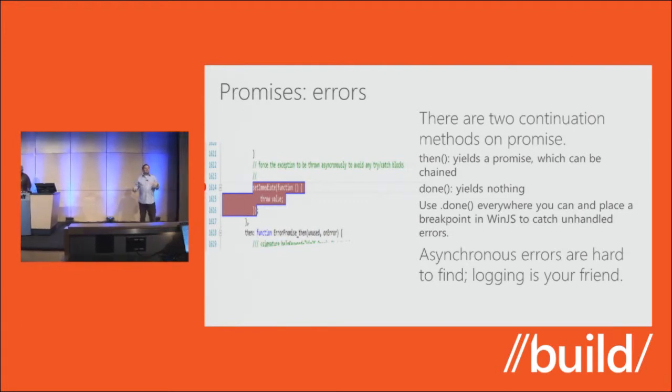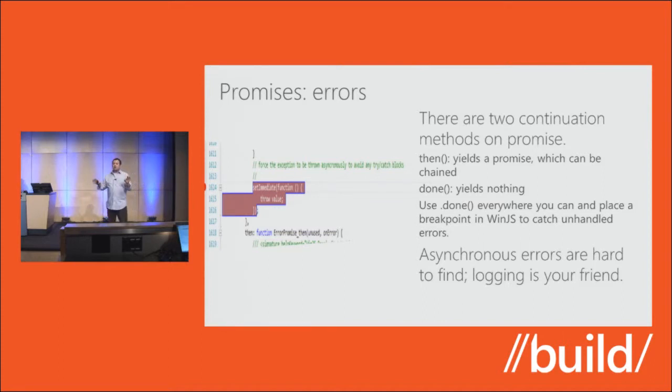Unfortunately, as I said in the beginning of this section, promises are one of those things that start off really easy and get complicated really fast, just like asynchrony in general. Error handling is one of those places. There are two continuation methods on promises. There's then, which is the one we've seen so far, and it yields a new promise for the result of the completed or error handler that's inside of it.